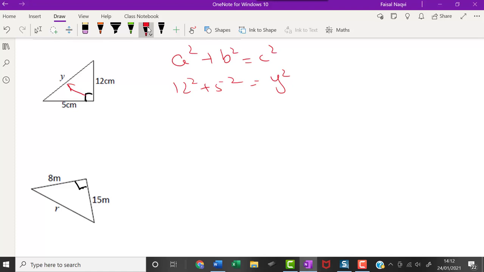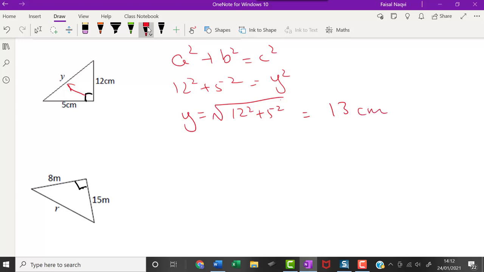I've got y squared, but I don't want y squared. I want y. So I have to square root both sides. So y equals the square root of 12 squared plus 5 squared. If I put that into the calculator, I get 13 centimeters exactly.